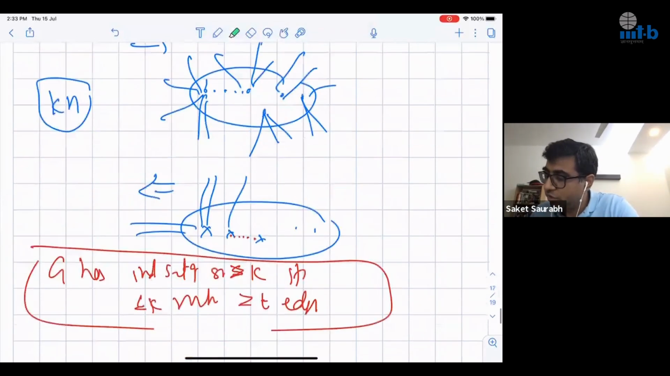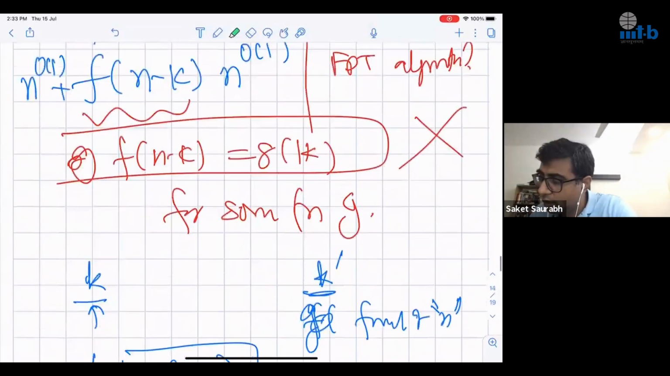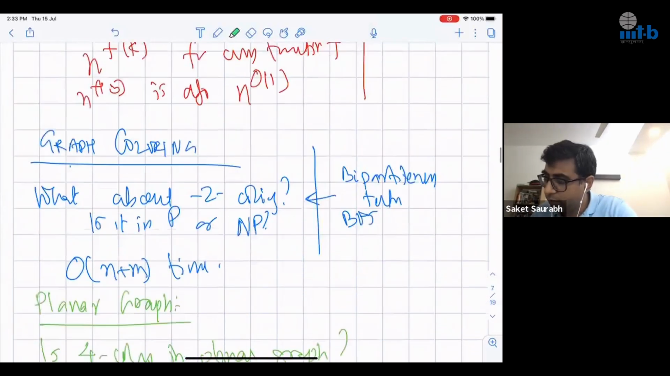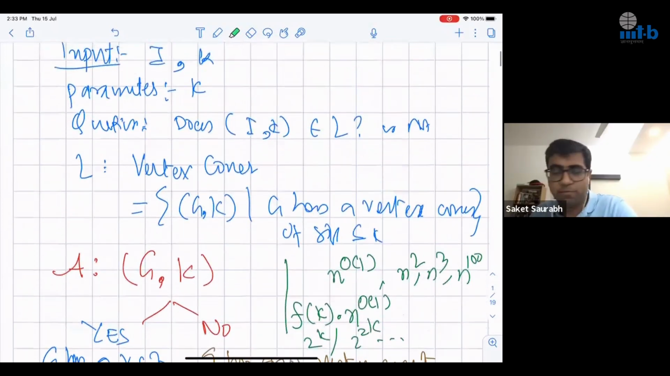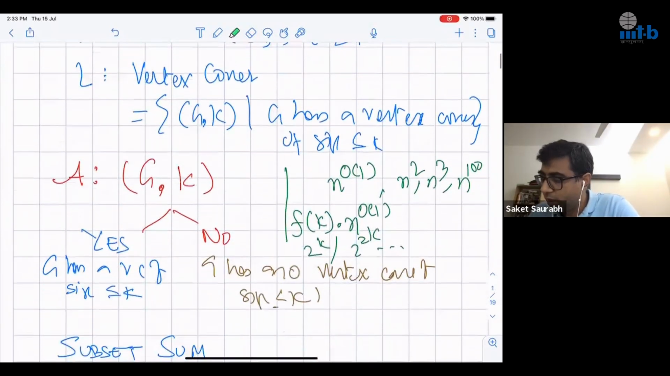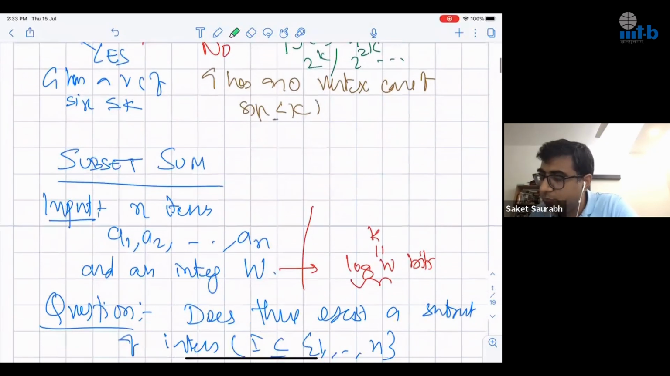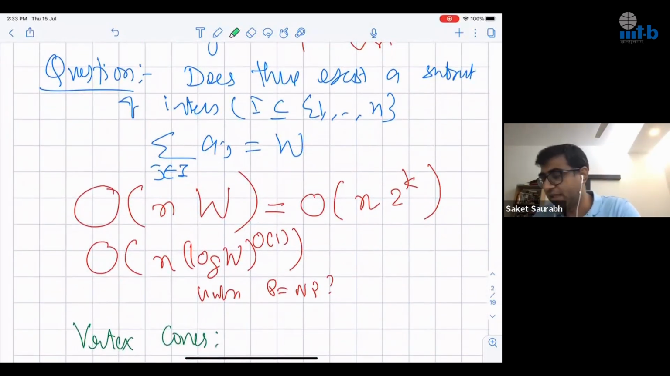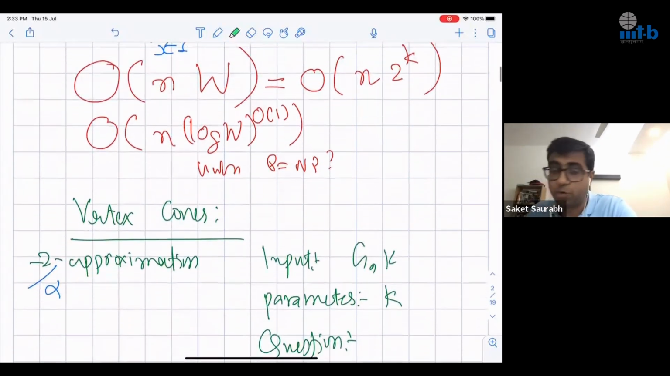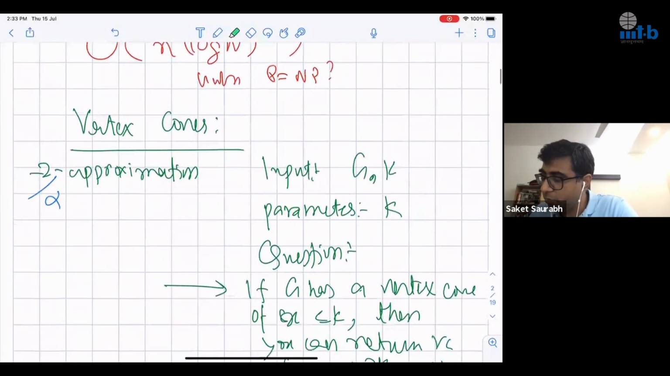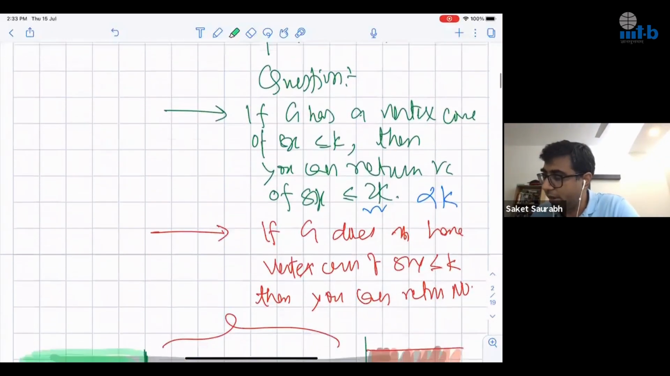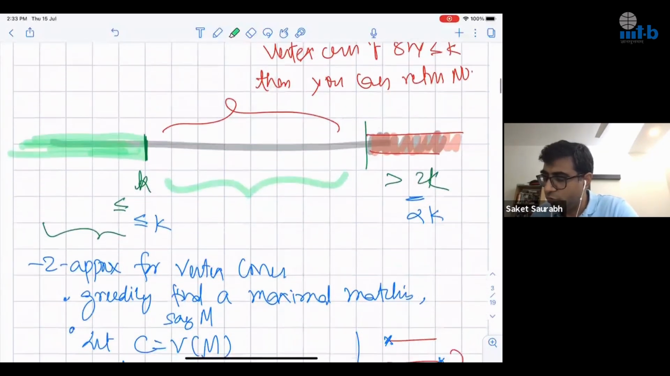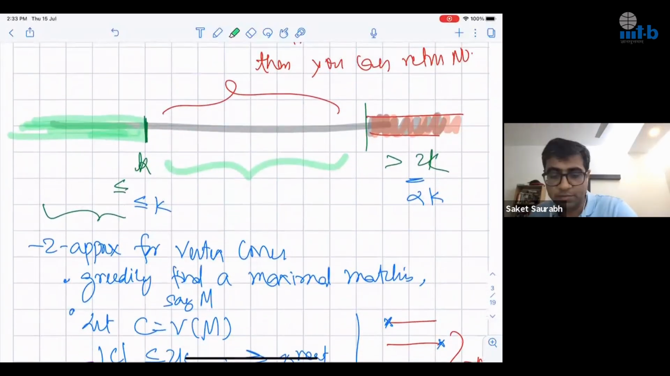Just to go back, yesterday we talked about the basic vertex cover algorithm. Then we talked about subset sum and how that can be viewed as an FPT algorithm with parameter log W, exponential in log W. Then we talked about what it would mean to have a factor 2 approximation in FPT time for vertex cover, and we tried to understand some of these things.